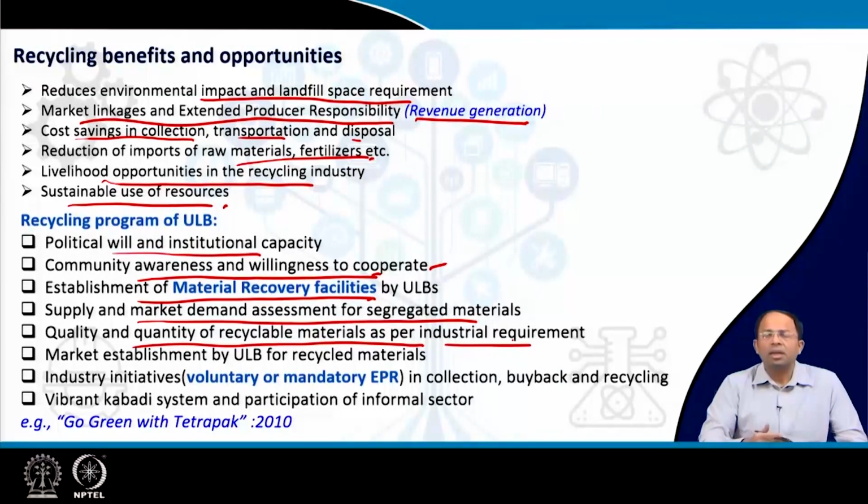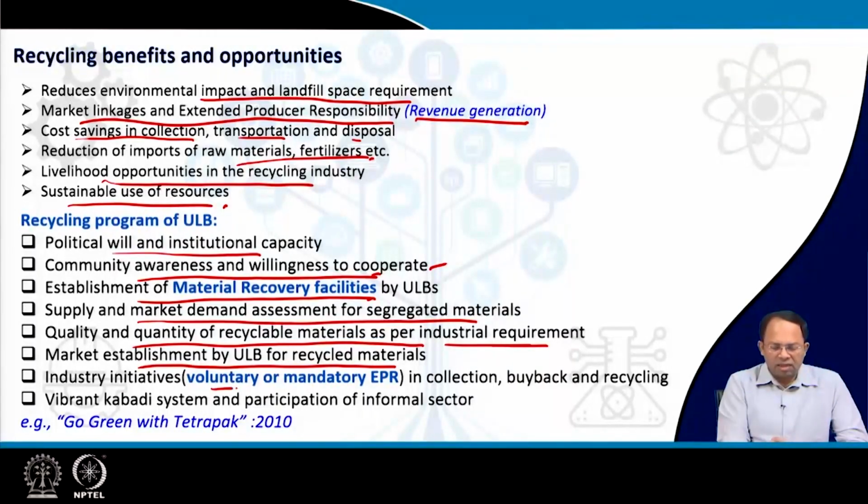I can recycle, but it may not match the quality required by the industries, right? So they will not accept it. So whenever we are designing a recycling facility or the recycling processes, it has to be done in such a way that the industrial requirement is matched, right? That means we produce good quality recycled materials. Then market establishment by ULBs for recycled materials. The ULB has to engage with industries and other recyclers so that they can dispose of their products.